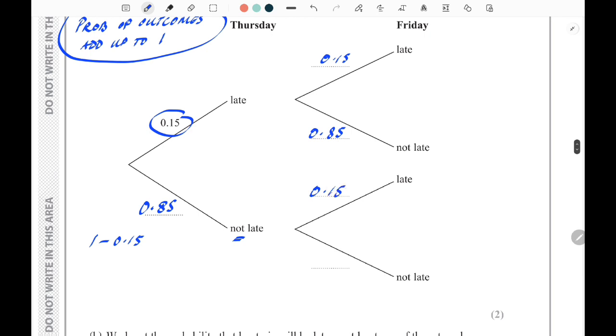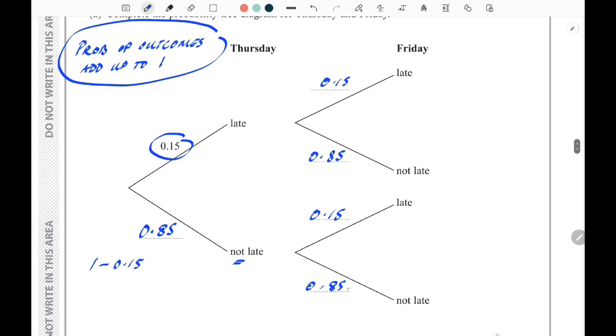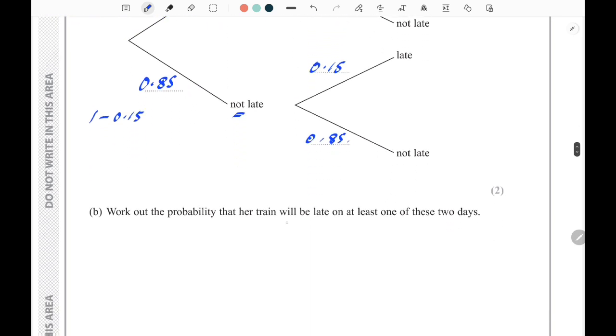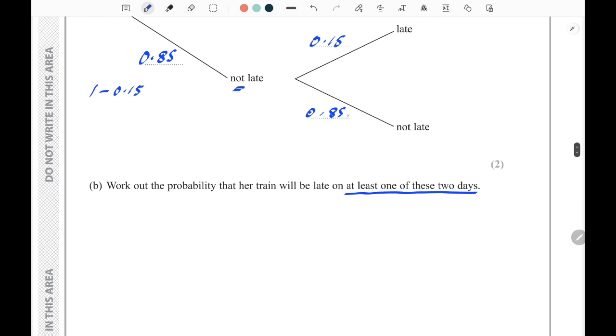And there we have it. Okay, so that's the probability tree filled in. All right, now it says work out the probability that a train will be late on at least one of these 2 days. All right, now, you've got a whole combination of things.